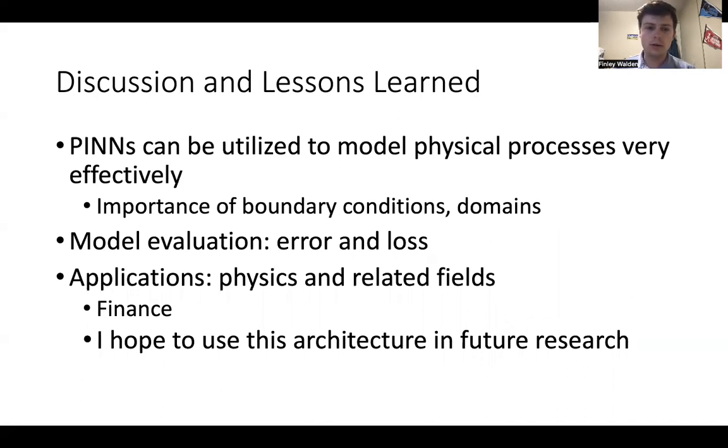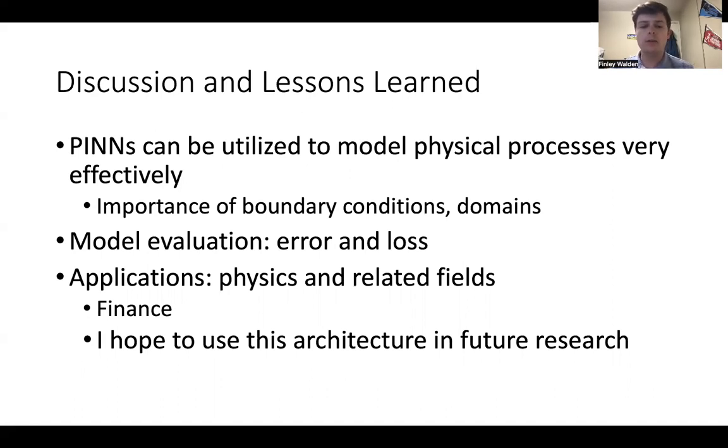So in terms of discussion, the main takeaway and the main thing that I learned is the power of these physics-informed neural networks in data-limited circumstances, especially in modeling physical processes. Something else I learned was how to really factor in and really hone in on the importance of boundary conditions and domains. Completely the difference between the model working and generating correct output and the model generating wildly incorrect output.